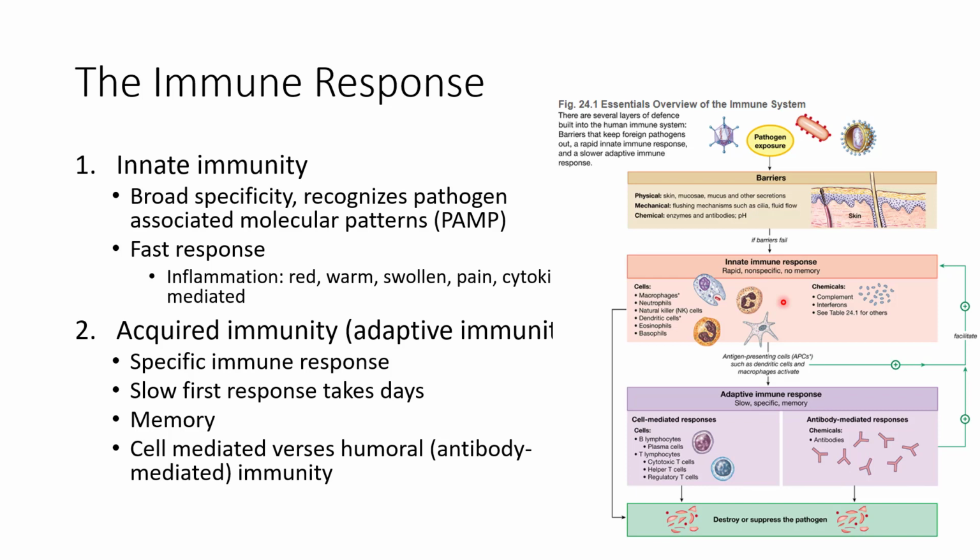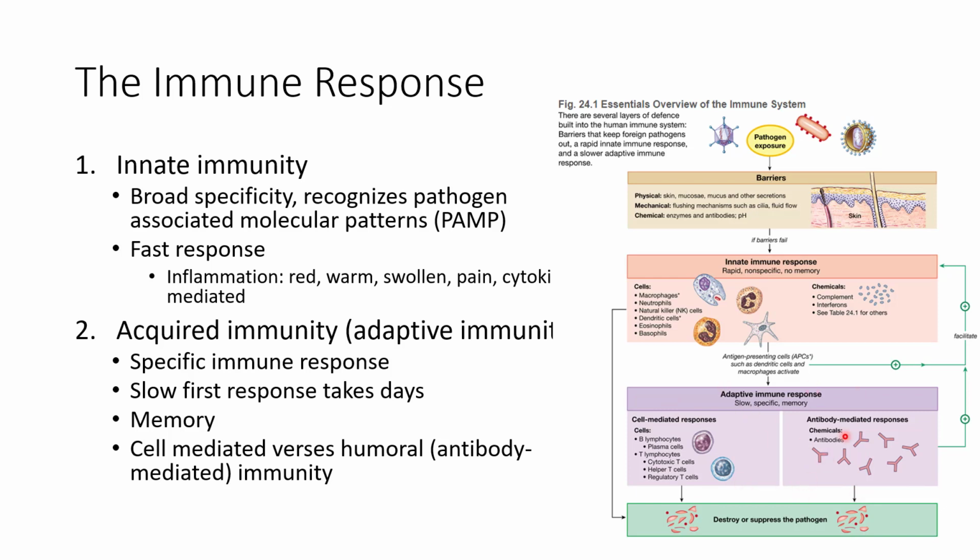And the way that these cells work is they have very broad specificity. So they recognize what we call pathogen-associated molecular patterns, or PAMPs, that are found in bacteria or viruses, and the response tends to be inflammation, and then we use cytokines that mediate the additional responses found within there.